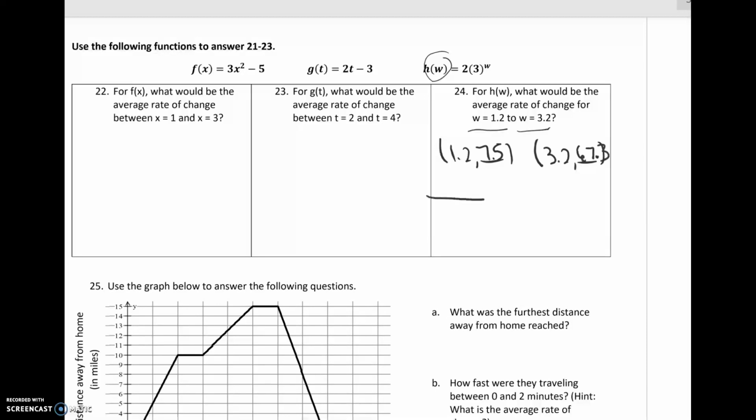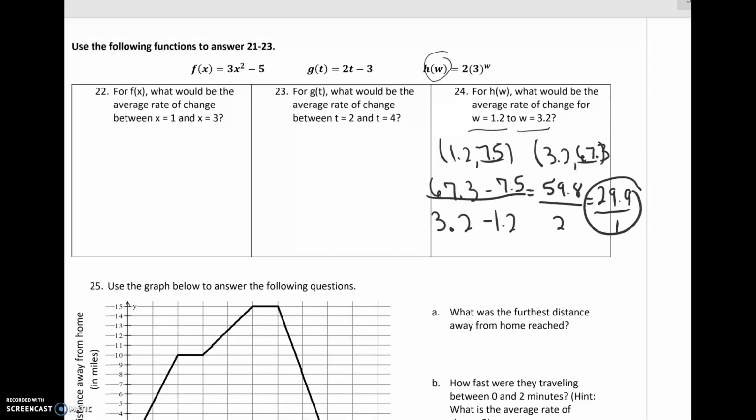So average rate of change, put our Y's on top. I'm going to do 67.3 minus 7.5 in the top, and in the bottom I'm going to take the 3.2 minus the 1.2. I just have the calculator on the side now. I'm not going to flip back to the calculator screen. So I'm going to subtract my numerators in the top, and I get 59.8. Subtracting the bottom, I get 2. And now I'm going to have to divide them, and that gives me 29.9. So just about 30 over 1.